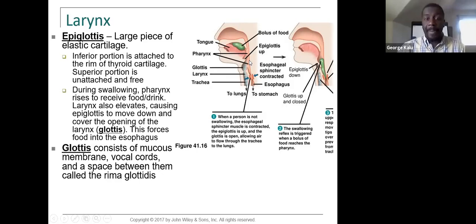When you're swallowing food, for example, the pharynx is going to start to rise up and elevate. When the pharynx elevates, that causes the larynx to also elevate. And when the larynx elevates, it causes the epiglottis to flip downward. Instead of being upward, it flips downward. When it flips downward, it covers up the glottis, which is the opening into the larynx.